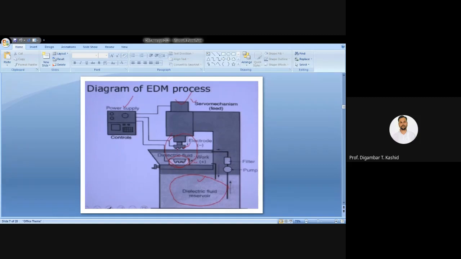We'll start with the tool diagram of the EDM process, because yesterday we saw the working principle of the EDM process. So you can see this diagram.